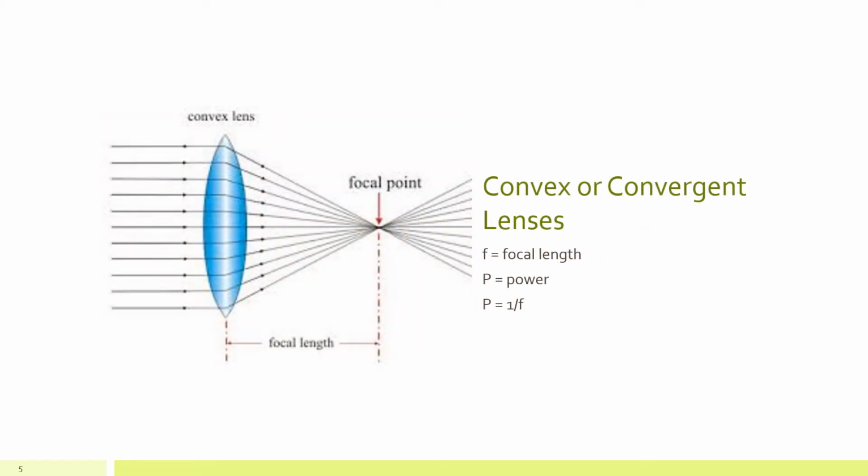Now applying that to lenses, let's start with a convex lens. In a convex or convergent lens, all rays that enter perpendicular to the lens will be bent so that they cross at the same set point on the other side. That's called the focal point. The distance from the focal point to the center of the lens, this distance here, is called f. And we can determine the power of the lens using the inverse of the focal length. That is shown by the equation P equals 1 over f.